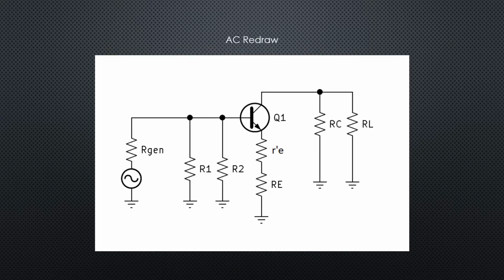Here's the AC redraw. You can see the DC power supply is acting like an AC ground. The coupling caps are acting like shorts. And now we've included R prime E, the AC resistance for the transistor.